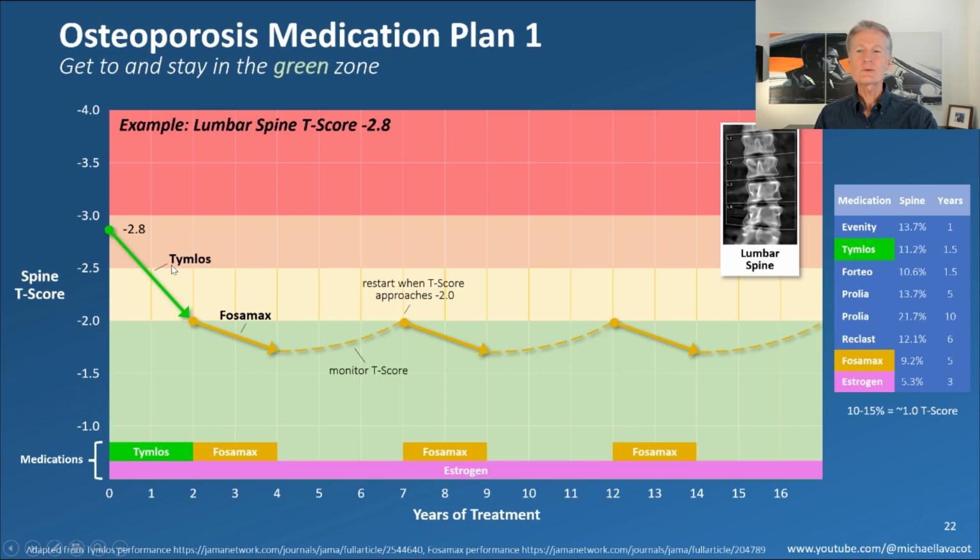And when you transition Tymlos to Fosamax, you get the full effect of Fosamax, and it just builds right on top of it, and that drives you down into this better than minus 2.0 zone, far enough for you to take what's called a holiday, right? You can stop taking anything for a couple, 3 years. Now you're checking your T-score during this period, and if it goes up to minus 2 early, then you want to hit it again with Fosamax for a couple of years. But you know what? Maybe it's 4 years, maybe it's 5 years before you need to do that.